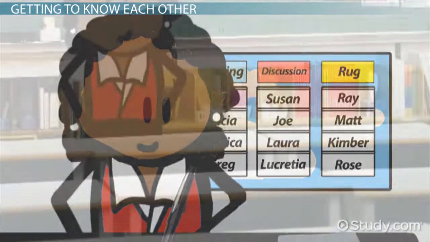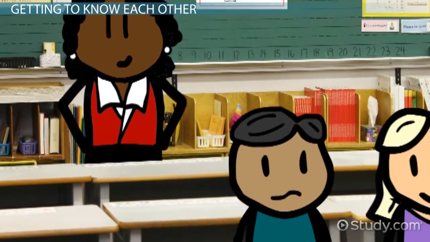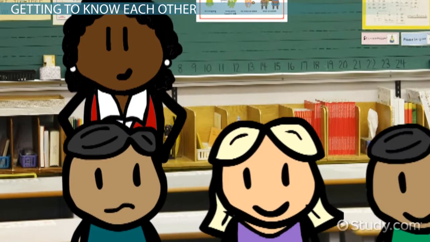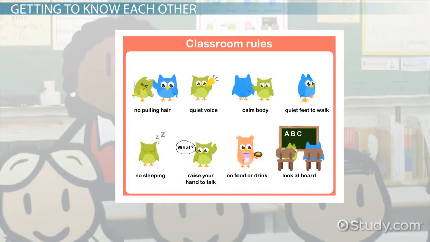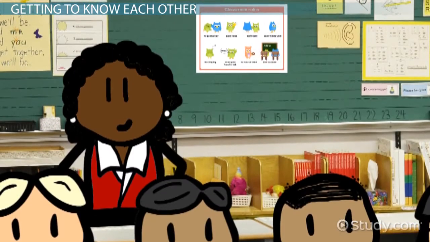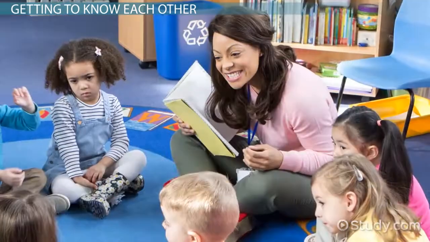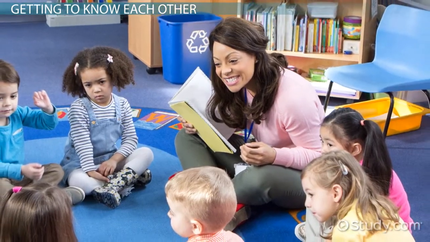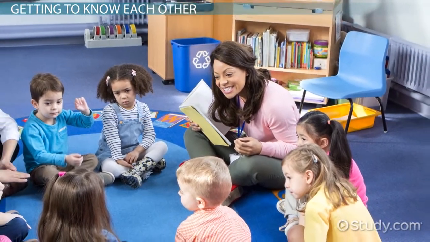Building a strong sense of community is also important as members of the classroom are getting to know each other. One of the first steps in this process is to work with your students to create class rules. Post these rules where they are visible and make sure everyone clearly understands what will occur if the rules are not followed. You should also make time to learn about each other. Provide opportunities for students to share about their lives and interests.